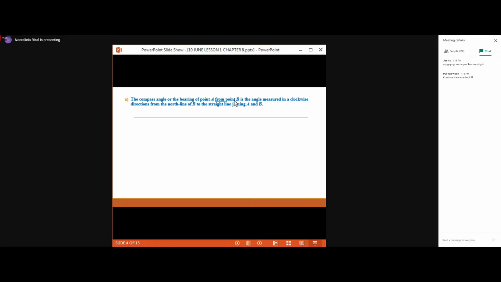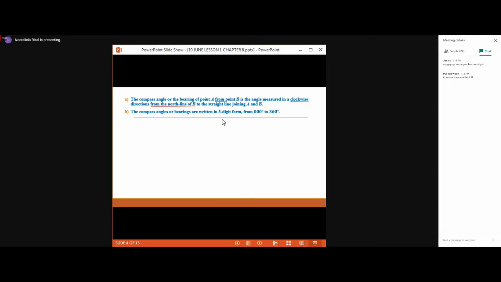So what I want to stress here is where you are standing. For example, here it says from point B, so automatically your north line or north direction is at point B, and you move clockwise, so meaning to the right side, until you touch point A. Okay, so this is the explanation. Virtually, I highlighted here also clockwise and the north line, same thing like what I just explained.